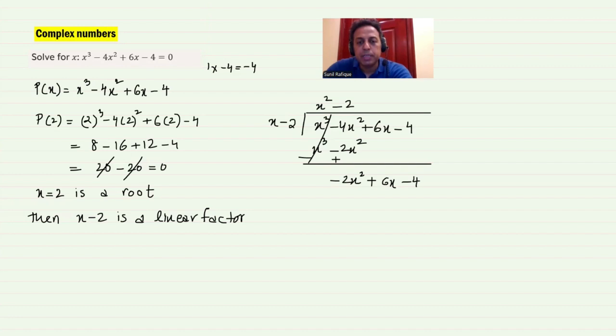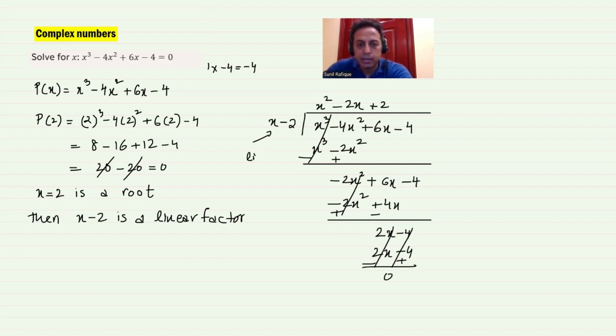Now multiply with minus 2x. It's going to be minus 2x squared plus 4x. This will give me 2x minus 4. And if you multiply this with 2, you will get 2x minus 4, which will cancel and give you a remainder of 0. So I know that since this is a linear factor, this quotient over here is the quadratic factor.